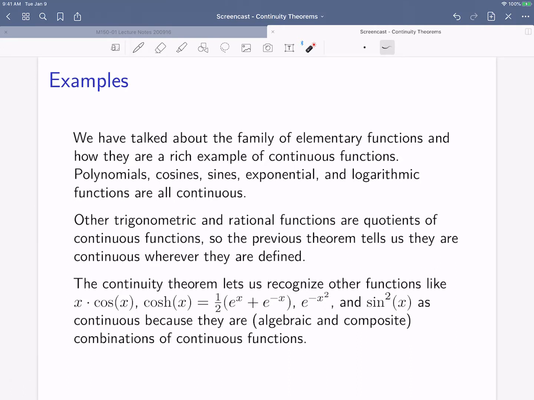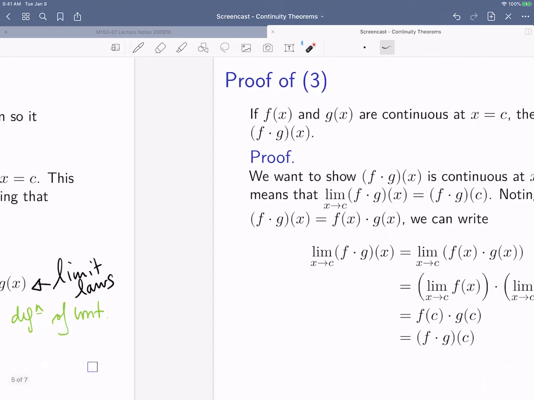So we've talked about in class families of elementary functions and how they're a rich example of continuous functions. Polynomials, cosines, sines, exponentials, logarithms are all continuous. Am I leaving any out? Root functions are continuous. Some piecewise functions are continuous, like the absolute value, but some piecewise functions are not. But these here are examples of continuous functions. There's other trig and other rational functions that are quotients of continuous functions. So the previous theorem tells us they're continuous wherever they're defined. So I'm going to scroll back and show you that in the theorem.